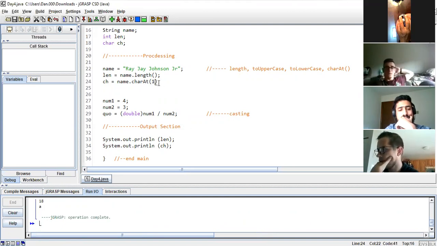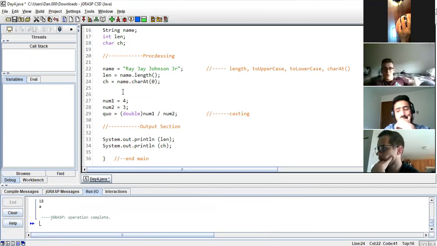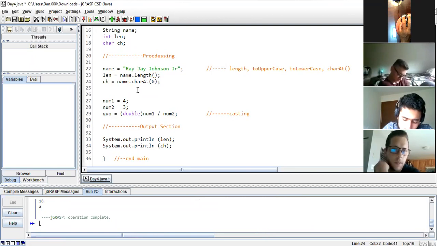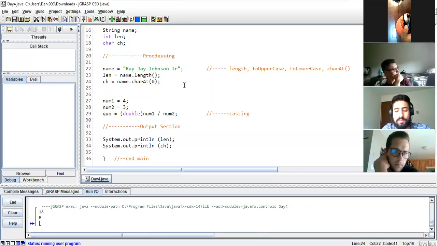So for this function to work, and I want to get that capital R, I'd say char, because I want to store just a character. I want to go to the string name, and I want to get the character at position 0. And if I run it and print it, you're going to see that a capital R displays.